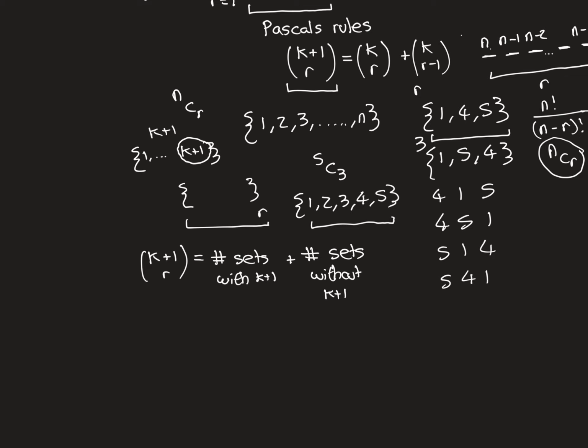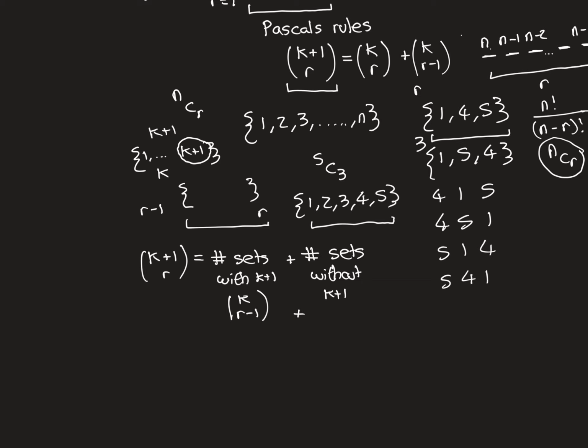So let's just think about what these two things are going to be equal to. So sets with k plus 1, so k plus 1 is going to be an element, and then you need to select the other r minus 1 elements from what's left. Now there are k things left, you've got to select r minus 1. The total number of ways of doing that is then k choose r minus 1, where order doesn't matter because our whole problem had the premise that order didn't matter.